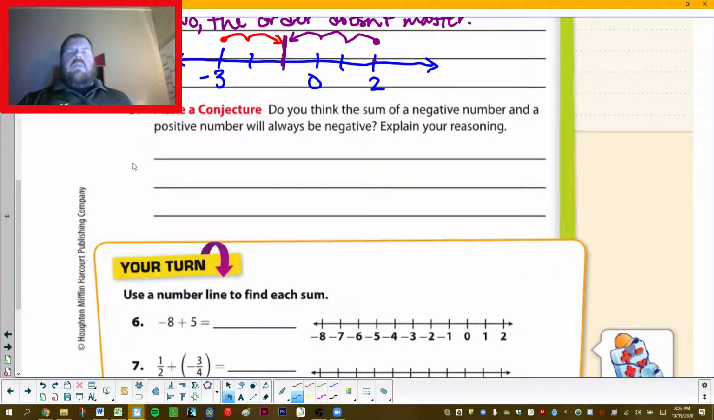It says, do you think the sum of a negative number and a positive number will always be negative? Well, let's try some. A negative number and a positive number. Say negative 5 plus 3. Negative 5 plus 3 is negative 2. So that kind of fits the mold, right? I have a negative and a positive, and the sum is a negative. Can you think of one where the sum is not negative?